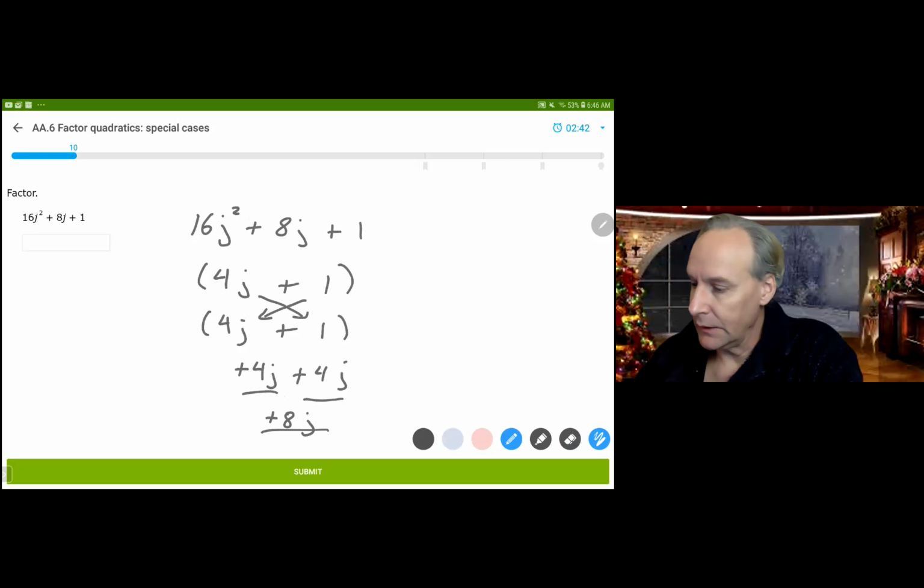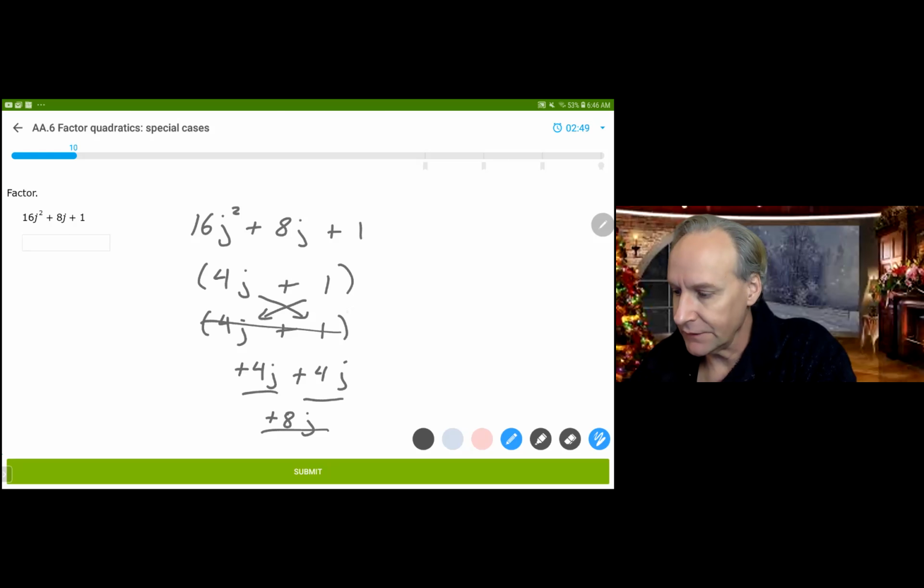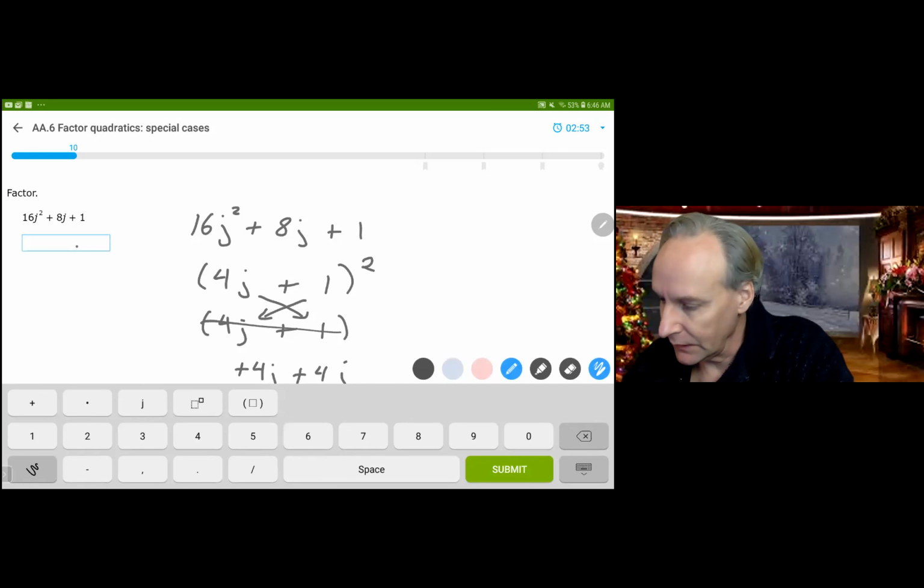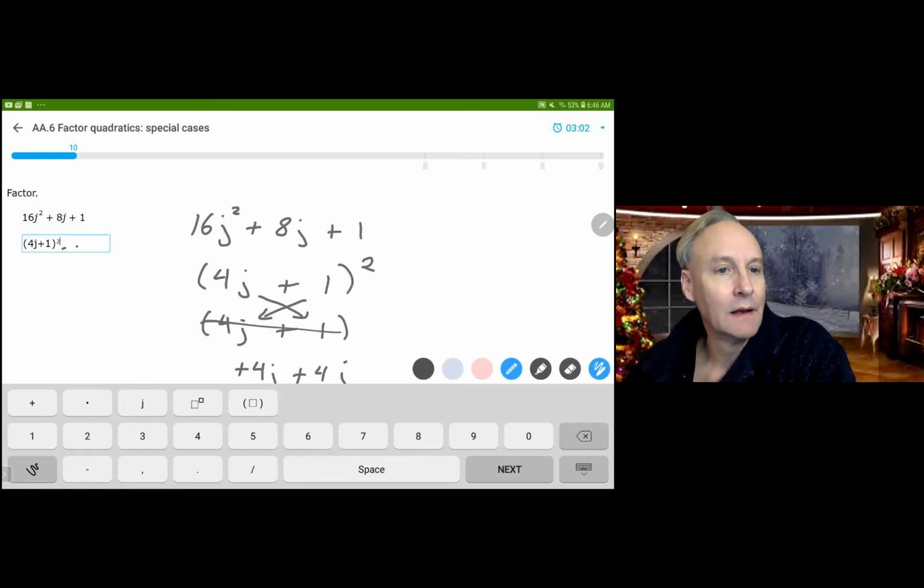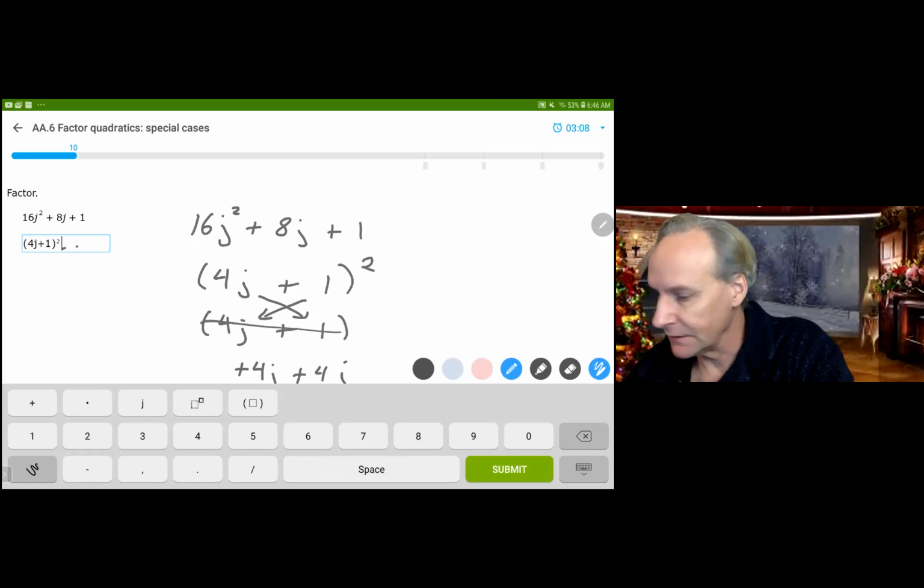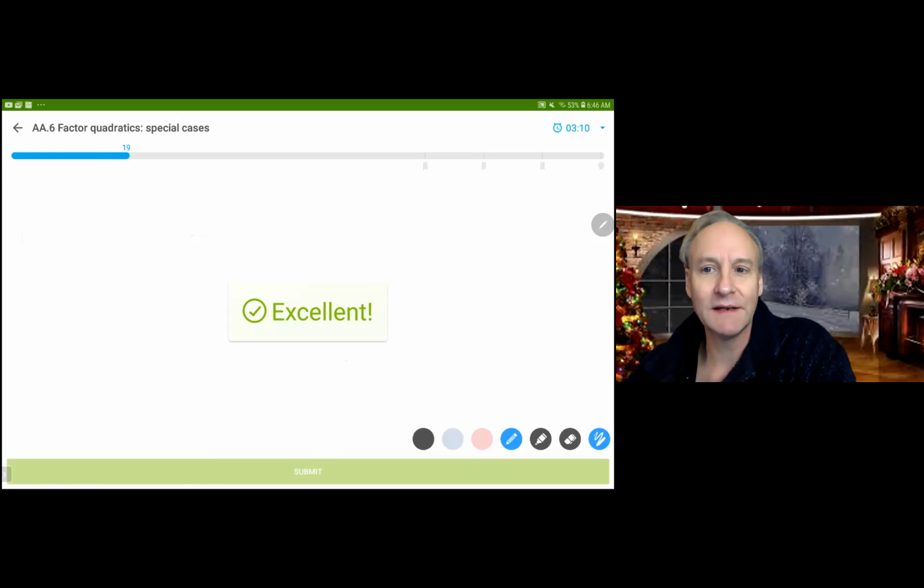So there's 2 ways to write this. We can write it as (4j + 1) times (4j + 1), but we could also write it as (4j + 1) squared. Let's see if it lets us. 4j plus 1, and we'll go out and we'll square it like that. We could also write it (4j + 1) times (4j + 1). Let's see if it likes this. It might. Yep, it did.